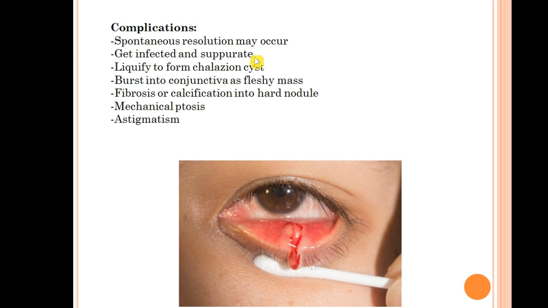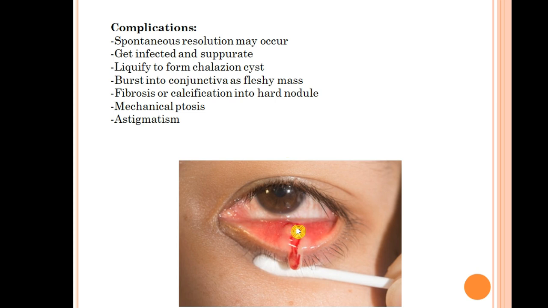So the hordeolum, you will see in the next video, is actually when you have obstruction followed by an infection. Now this may occur, it may liquefy to form a chalazion cyst. The lipid that we have inside may liquefy and form a cyst, so that is called a chalazion cyst. Or it may burst into the conjunctiva as a fleshy mass.